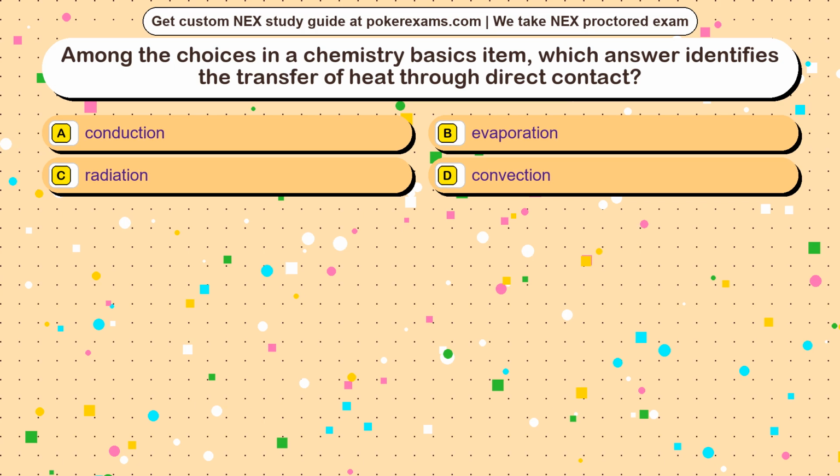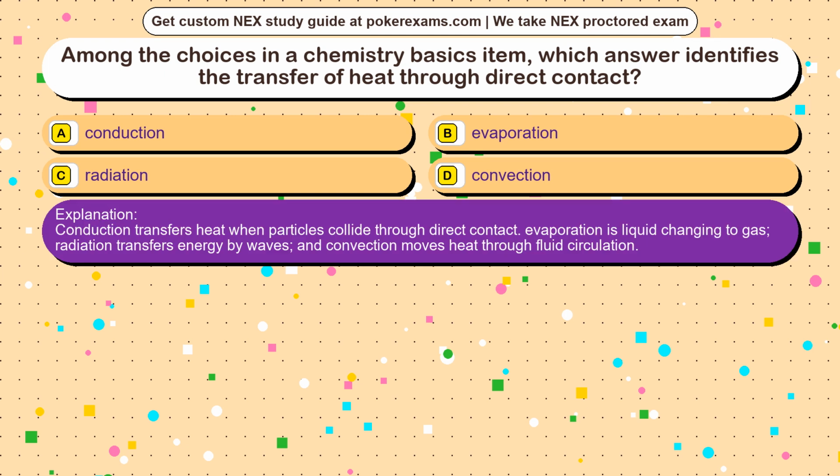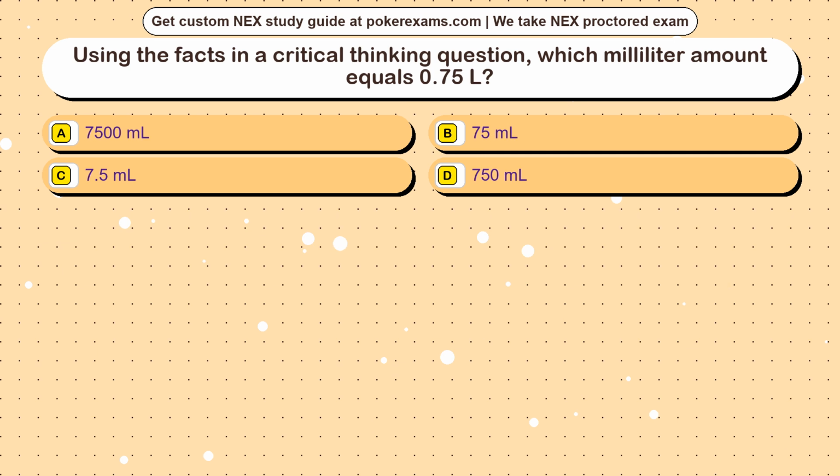The correct answer is option. Conduction transfers heat when particles collide through direct contact. Evaporation is liquid changing to gas, radiation transfers energy by waves, and convection moves heat through fluid circulation. Question 16. Using the facts in a critical thinking question, which milliliter amount equals 0.75 L?